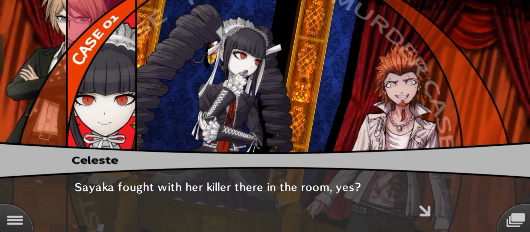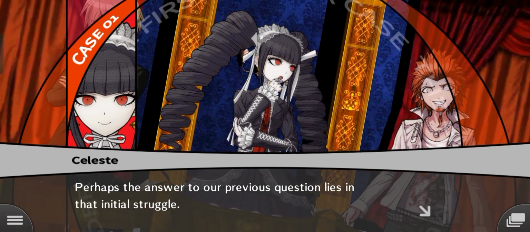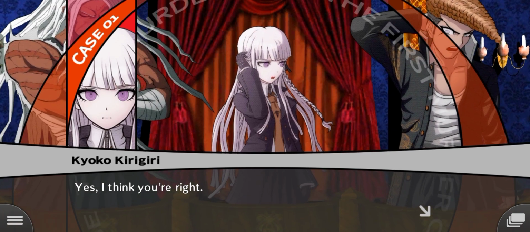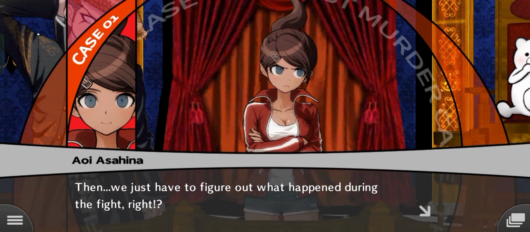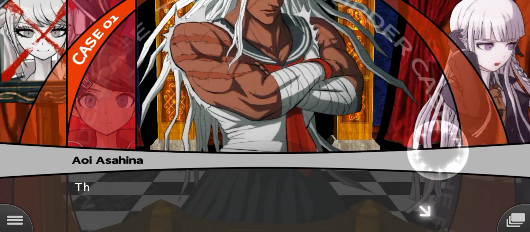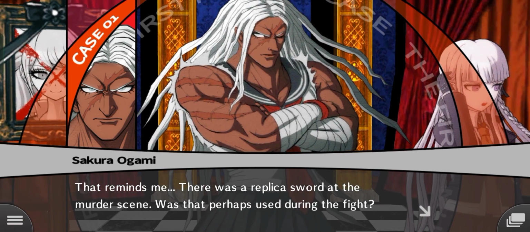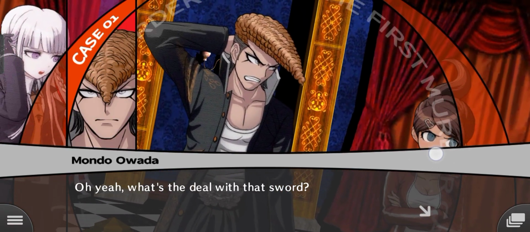Sayaka fought with her killer there in the room, yes? Perhaps the answer to our previous question lies in that initial struggle. Yes, I think you're right. Then... we just have to figure out what happened during the fight, right? That reminds me. There was a replica sword at the murder scene. Was that... Oh yeah. What's the deal with that sword?